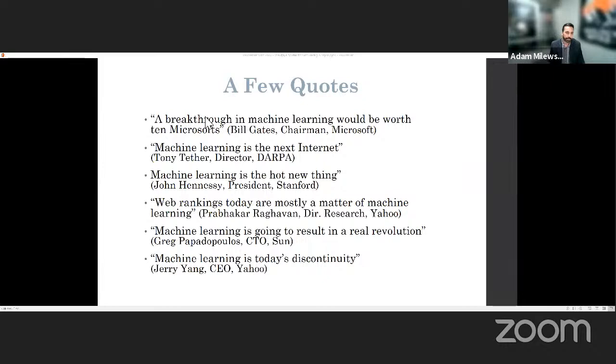So, a breakthrough in machine learning would be worth 10 Microsofts. Machine learning is the next internet. Machine learning is the hot new thing, said the president at Stanford. Web rankings today are mostly a matter of machine learning. Machine learning is going to result in a real revolution, and machine learning is today's discontinuity.